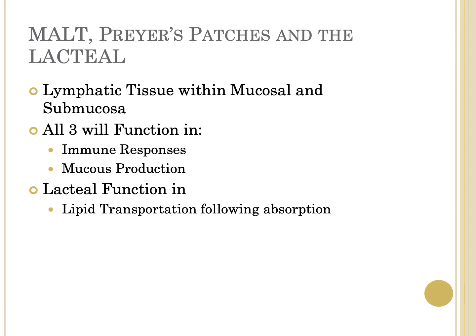There are a few functions that all three, the MALT, the mucosa-associated lymphatic tissue, Peyer's patches, and lacteals will all serve. They will all be involved with mucus production and with immune responses. However, the lacteals have a secondary function as it relates to absorption of materials, and they're going to be involved with the transportation of lipids from the villi, the microvilli of the small intestine, to the liver for processing into circulating lipid tissues.